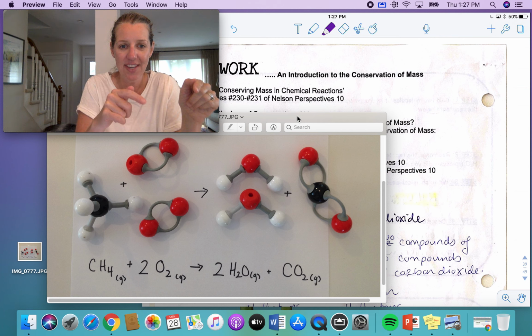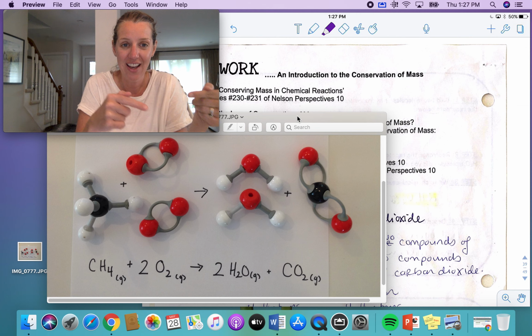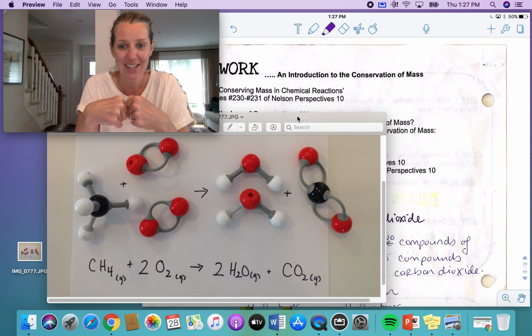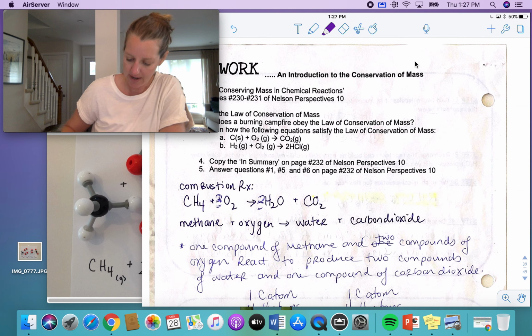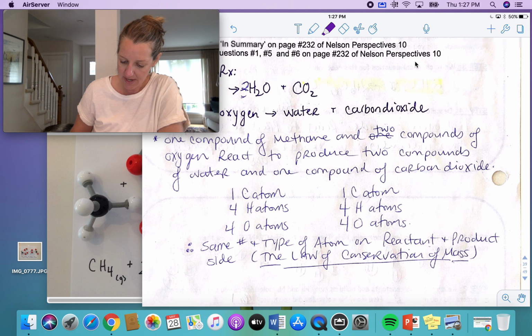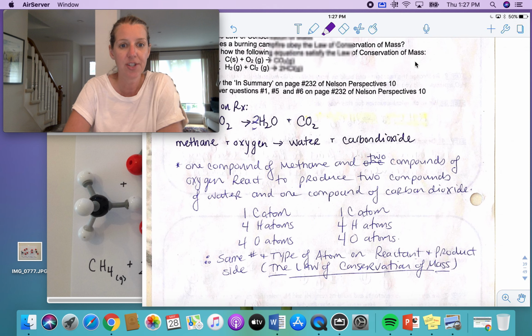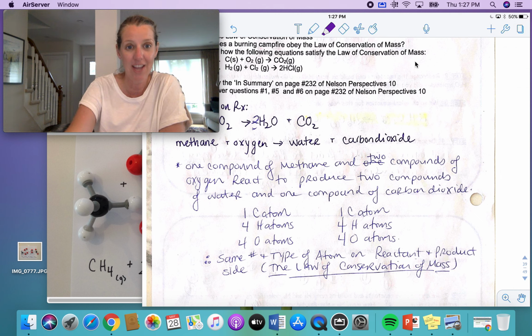Do I have the same number and type of atom on the reactant side as I have on the product side? Okay? And in my solution set, you see that I've got that as well. That's your summary from this molecule demo that I have right here. Okay, so that's it for this part. And in the second part, I'm going to talk about the law of conservation of mass.